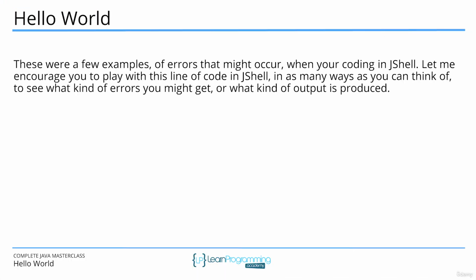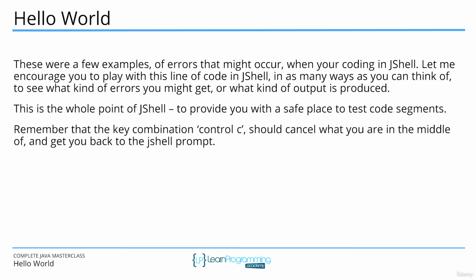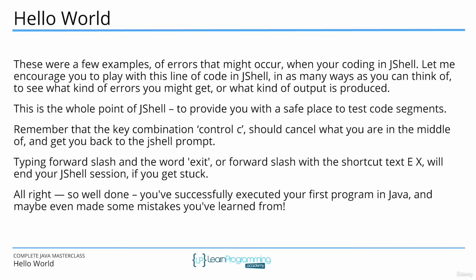These were a few examples of errors that might occur when you're coding in JShell. Let me encourage you to play with this line of code in JShell in as many ways as you can think of to see what kind of errors you might get or what kind of output is produced. This is the whole point of JShell, to provide you with a safe place to test code segments. Remember that the key combination Control-C should cancel what you are in the middle of and get you back to the JShell prompt. Typing / and the word exit or / with the shortcut text EX will end your JShell session if you get stuck. Alright, so well done. You've successfully executed your first program in Java and maybe even made some mistakes you've learned from. Let's now move on to the next video.